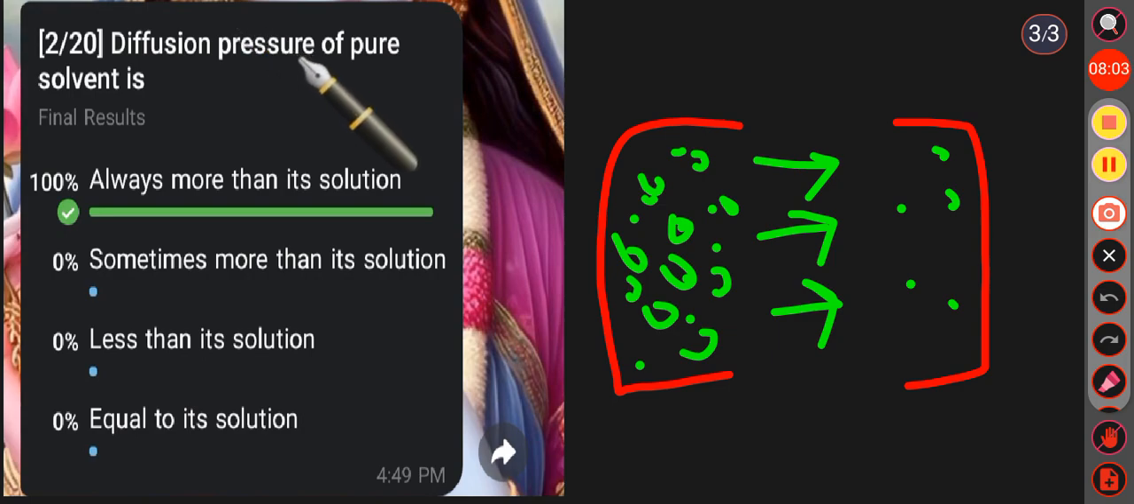Then what is diffusion pressure? Diffusion pressure denotes the potential ability of the molecules or ions of any substance to diffuse from an area of their higher concentration to that of their lower concentration. So simply we can say that diffusion pressure is directly proportional to the number of diffusing particles. Therefore, the more the concentration of diffusing molecules in a system, the greater their diffusion will be. But here the question is about the diffusion pressure of pure solvent.